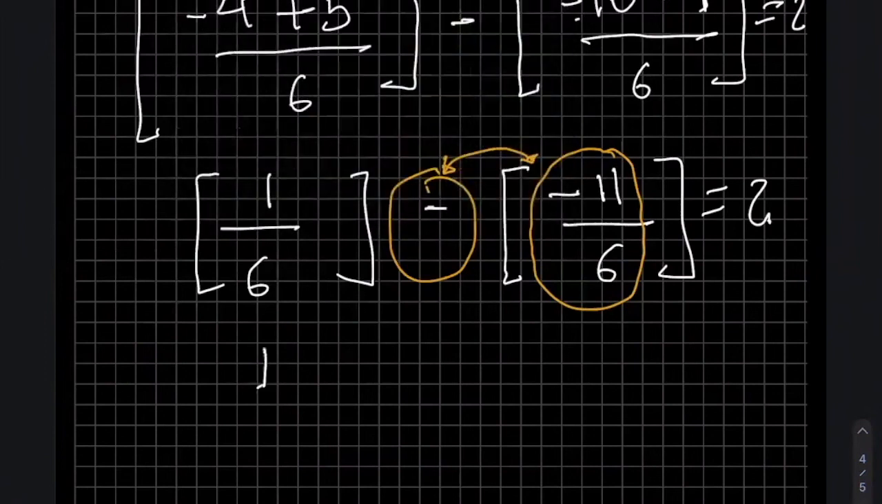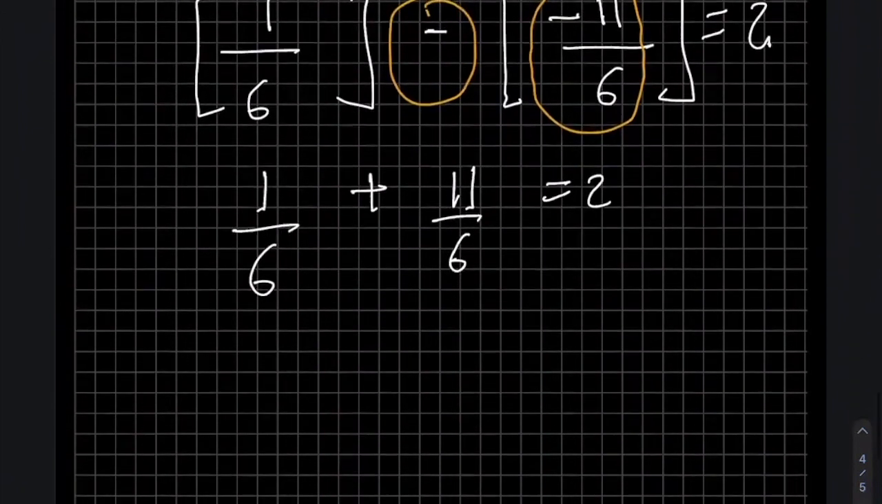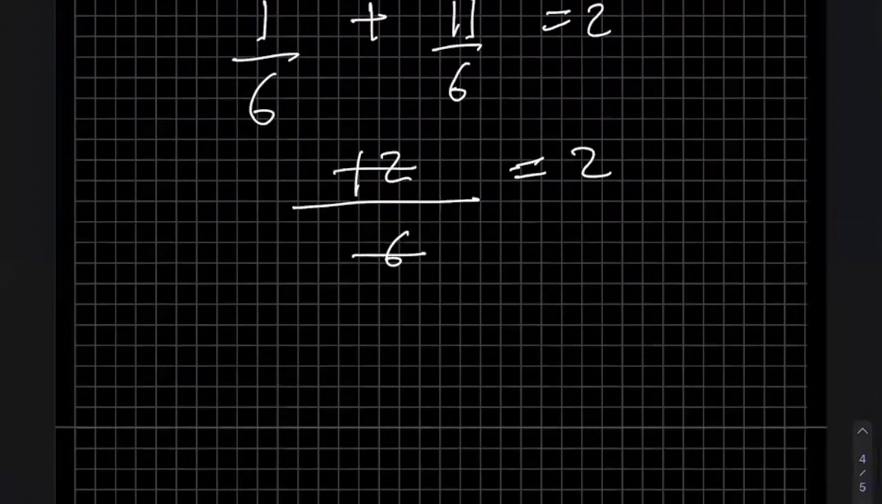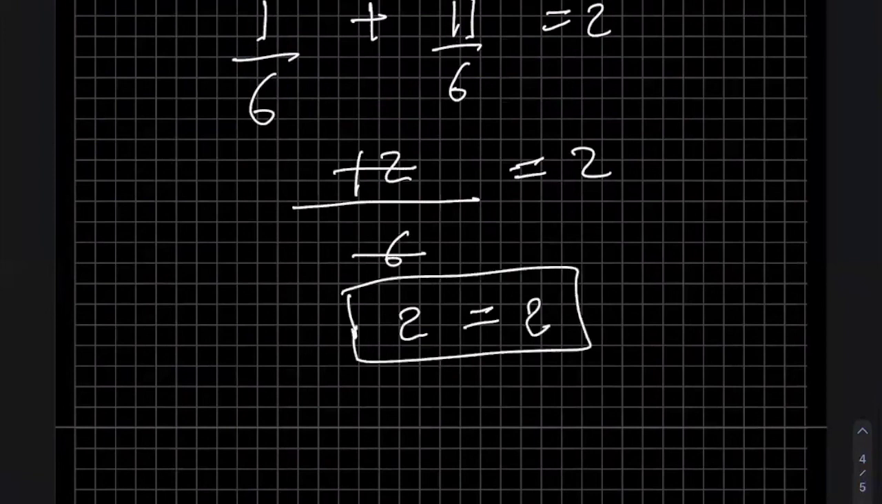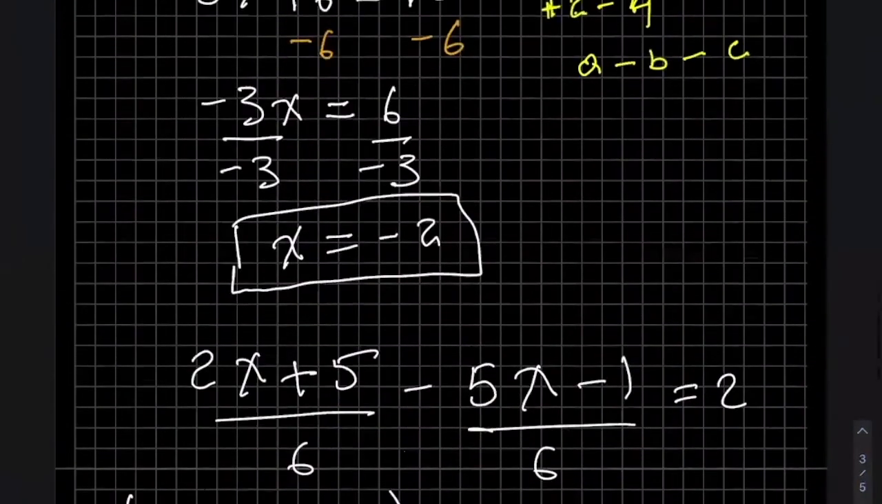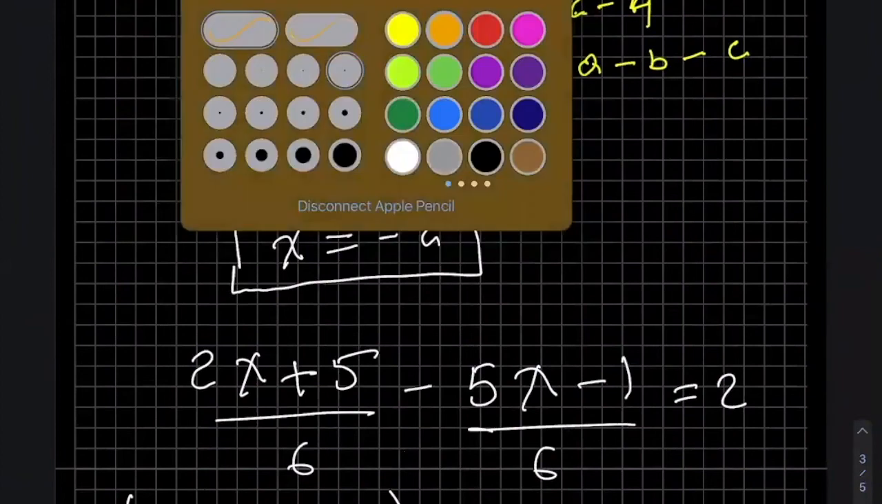Then we're going to multiply this negative with this negative. Now we have 1 over 6 minus 11 over 6 is going to be plus 11 over 6 is equal to 2. Then we can sum up this 2 because we have the same bottom, 6, and 1 plus 11 is 12 is equal to 2. Then if we divide 12 by 6 is going to be 2, which is equal to 2. Then we proved it. So our answer, which is x is equal to negative 2, is the right answer.